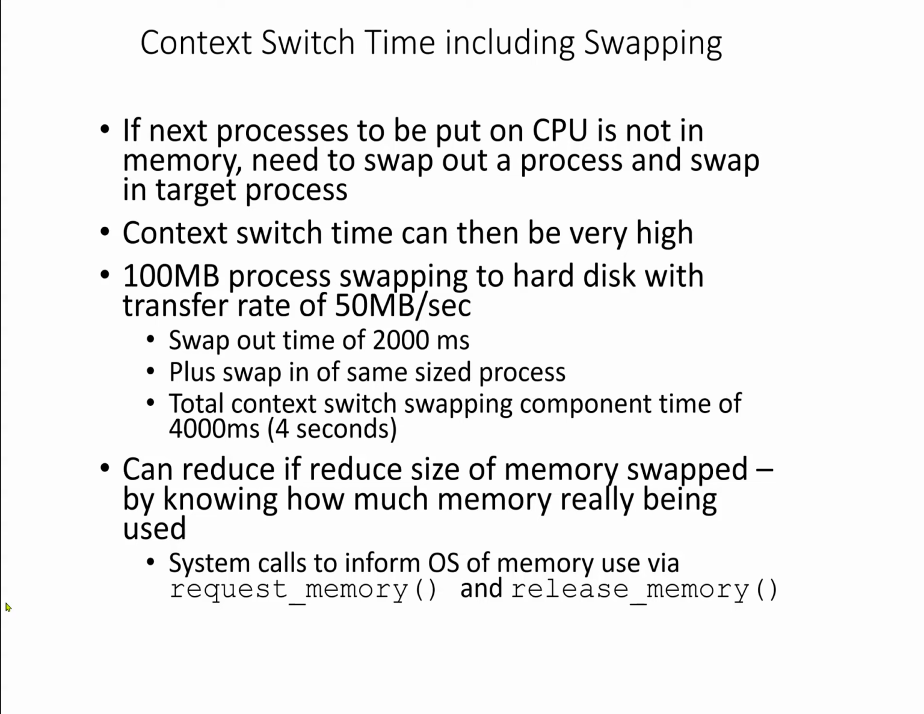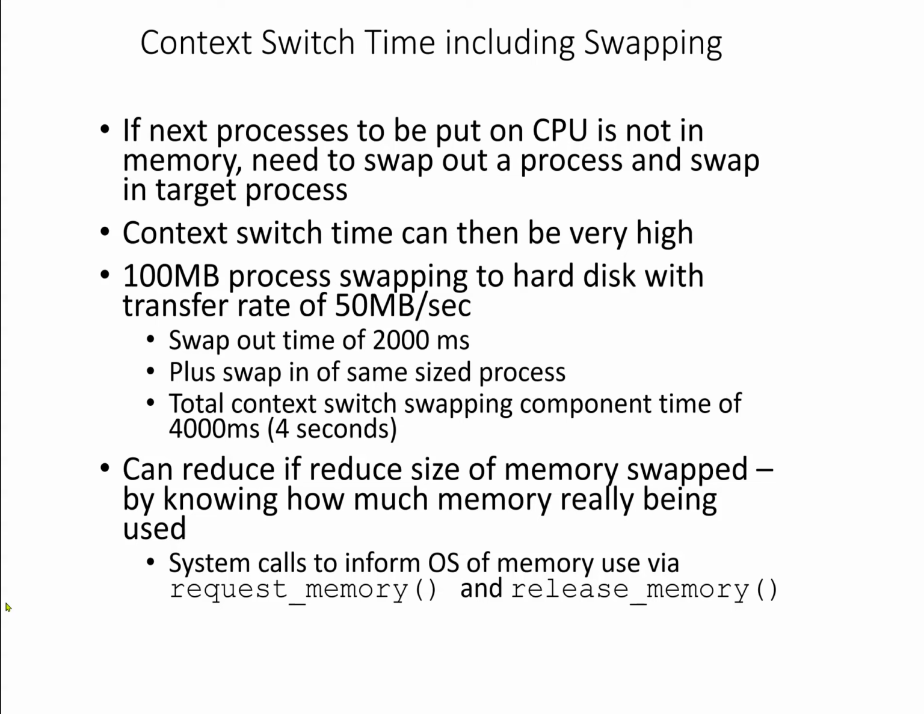So when you do swapping, you have to worry about context switching time. If the next process to be put on CPU is not in memory, we need to swap out a process and swap in a target process. So that could make it very expensive. A 100 megabyte process swapping to hard disk with a transfer rate of 50 megabytes per second will take 2,000 milliseconds to swap out, plus swapping in the same size process, leaving us with 4 seconds.